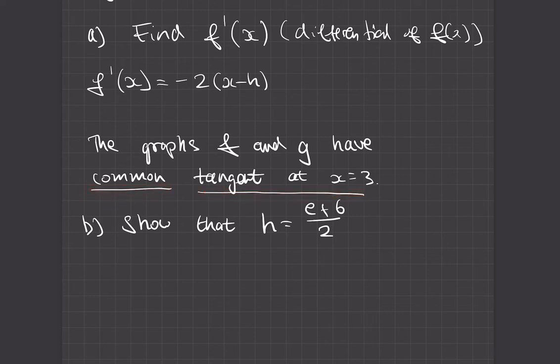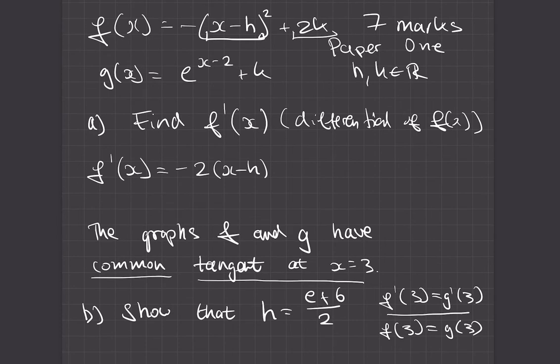x equals 3. That tells us two things. That means that f prime of 3 is equal to g prime of 3, right? Because if you have common tangents, that means the gradient of the tangents is the same, which means that the differentials at that point are the same. We also know that the actual values of the functions must be equal. So we're actually going to use this first bit of information to answer here, which is telling us to find what h is, right? Because the functions are in terms of x, but also h and k.